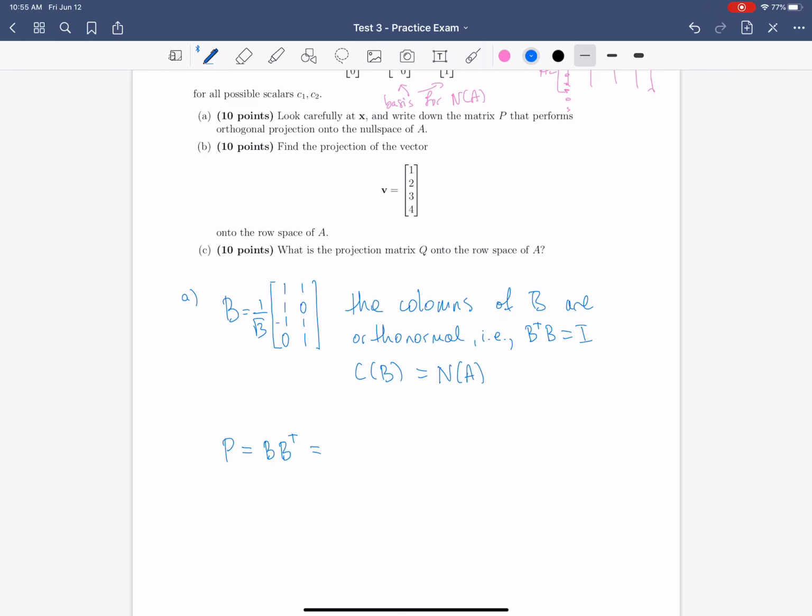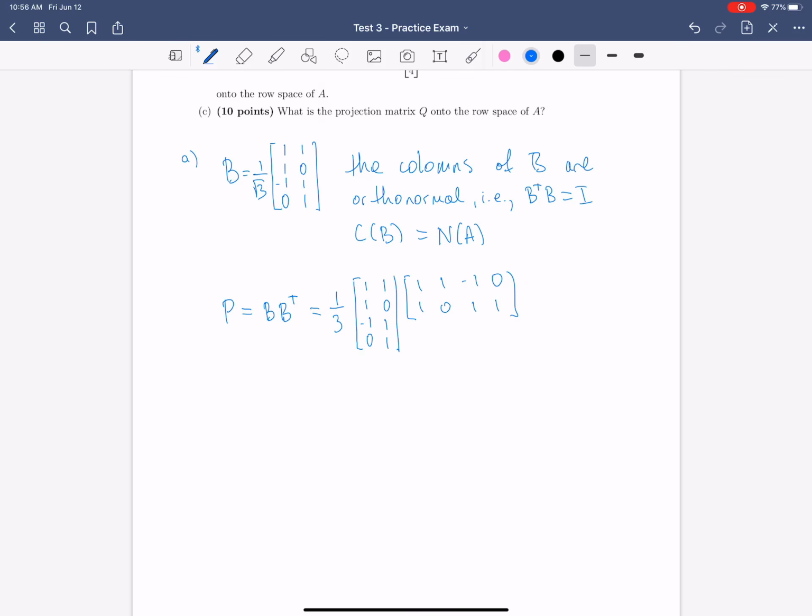Both B and B transpose will have a 1 over root 3 in the front, so I know I have a third, and then I have 1, 1, negative 1, 0, 1, 0, 1, 1 times 1, 1, negative 1, 0, 1, 0, 1, 1. I could stop there. Here I've defined the matrix, but remember I could also compute column times row multiplication, and this would not be difficult.